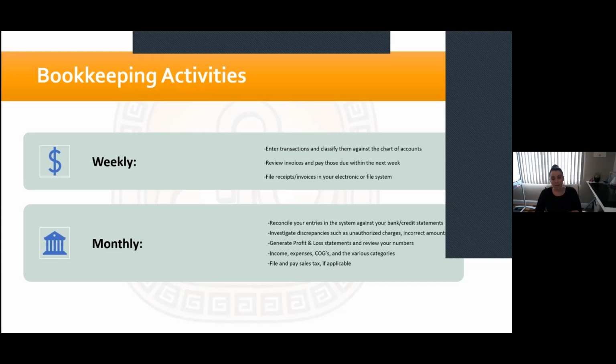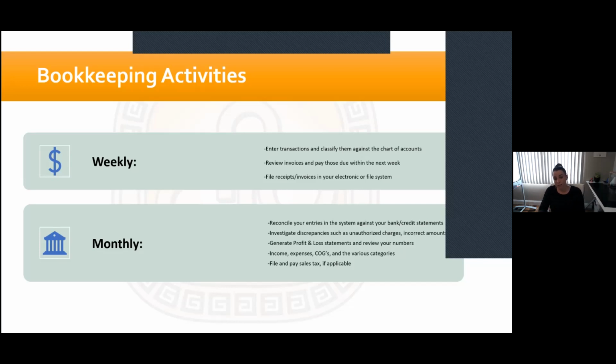On a monthly basis, you want to make sure you reconcile your entries in whatever system you're using against your bank and credit card statements. So you want to take a look at what came in on your bank statements and credit card statements, and make sure they match up with what's inside your system, or with whatever paper system you're using, that you didn't miss anything between your bank and your credit card accounts, and that you also have any cash receipts if you made any cash payments in your system as well, so that those are accounted for.